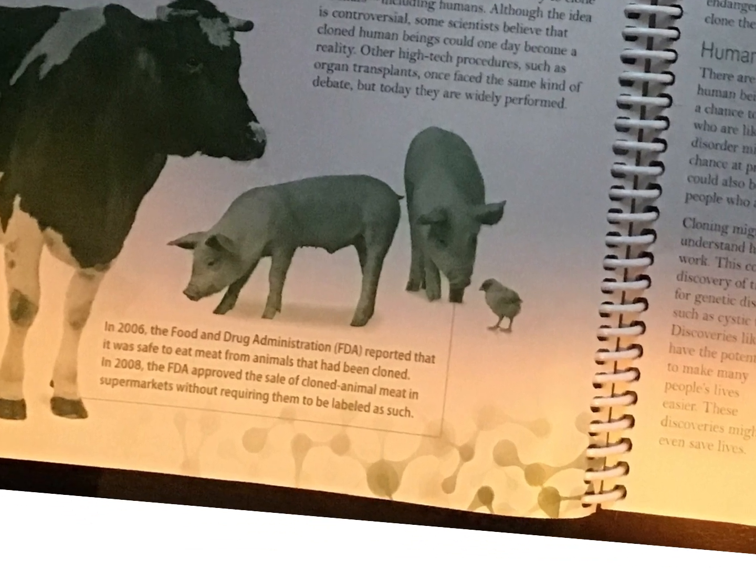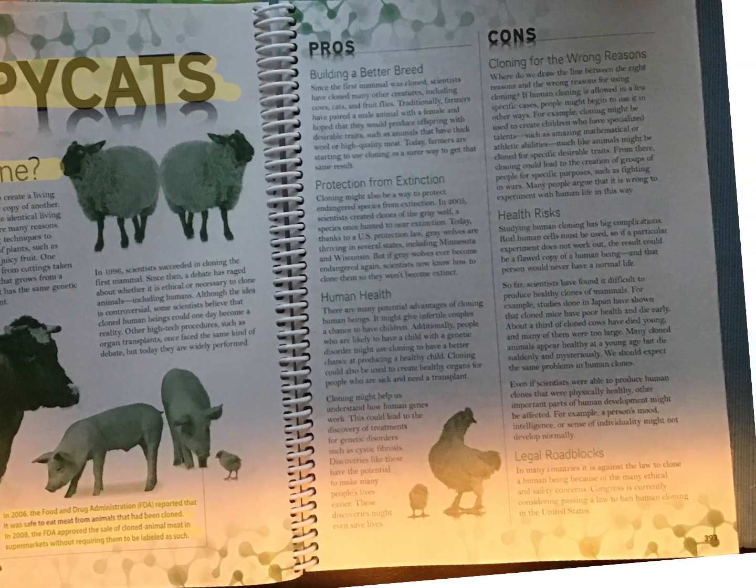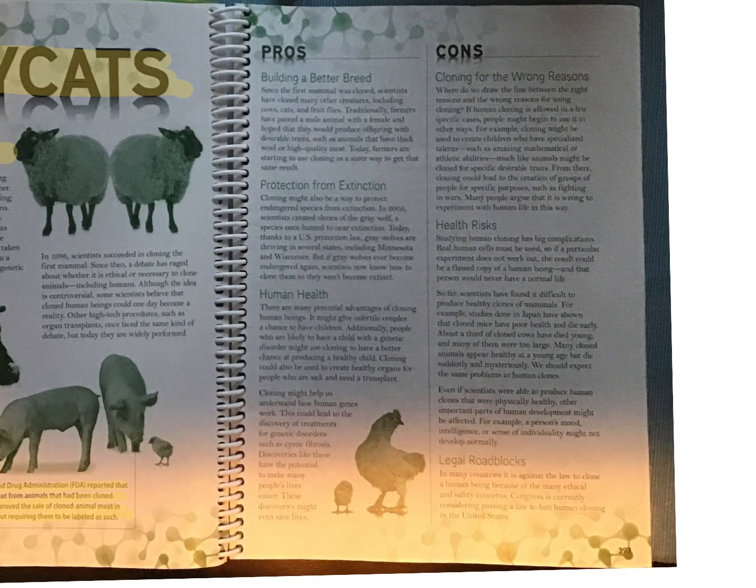Let's read this caption. In 2006, the Food and Drug Administration, FDA, reported that it was safe to eat meat from animals that had been cloned. In 2008, the FDA approved the sale of cloned animal meat in supermarkets without requiring it to be labeled as such. Okay, now I'm getting a better idea of what we're going to be reading about. Pros and cons. Oh, they must be talking about what's good about cloning and what's bad about cloning.